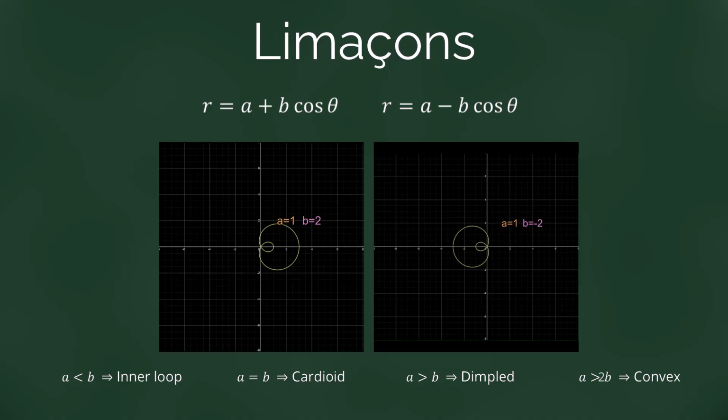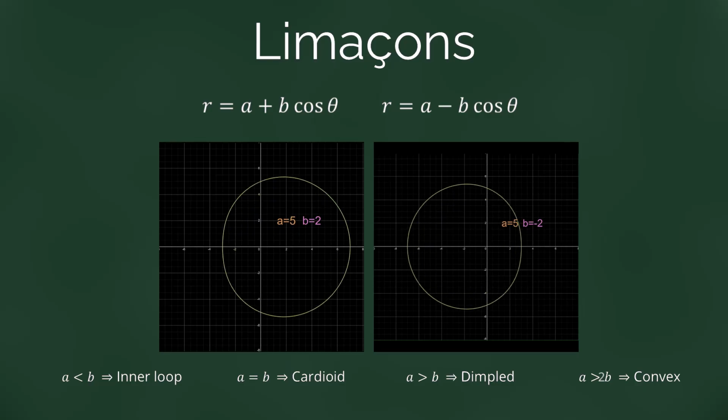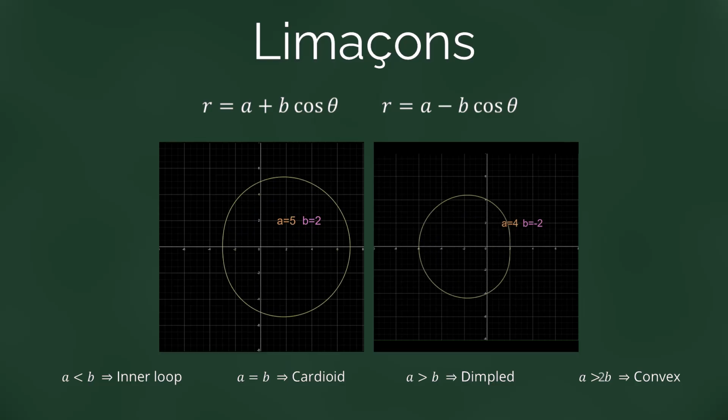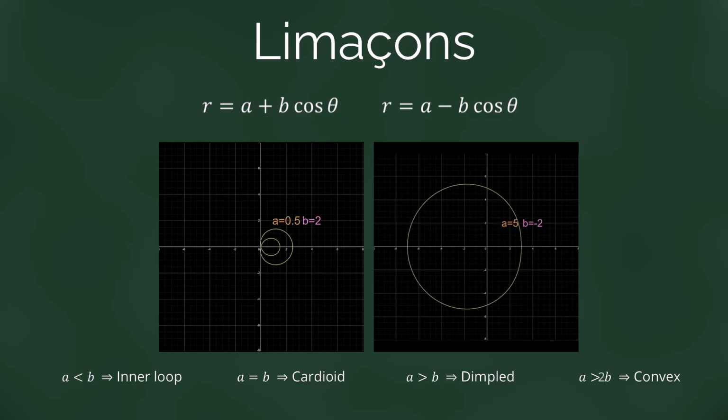When the equation for the limacon involves cosine instead of sine, we can see that the sign of b controls whether or not the preponderance of the shape is falling to the right or the left of the y-axis. The same rules hold true for a, so we get an inner loop for small values of a compared to b. When they're equal, we get a heart. When a is bigger, we get a dimple. And when a is bigger than twice b, we get a convex limacon.